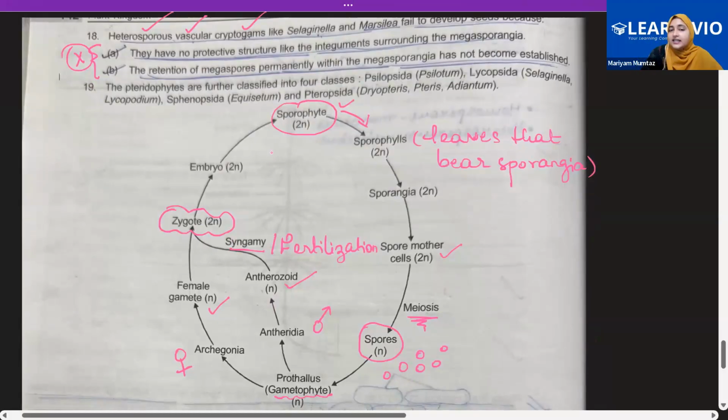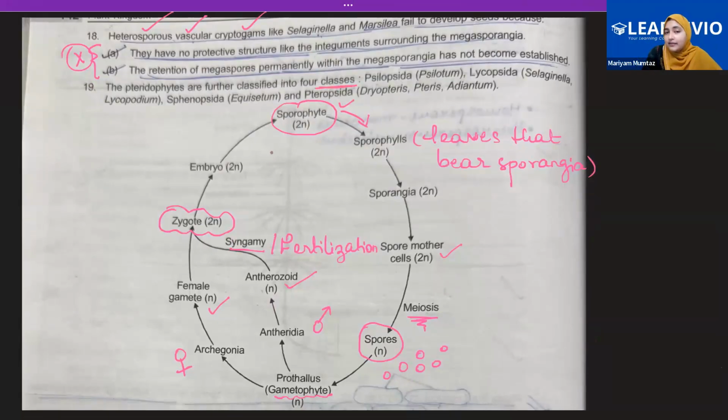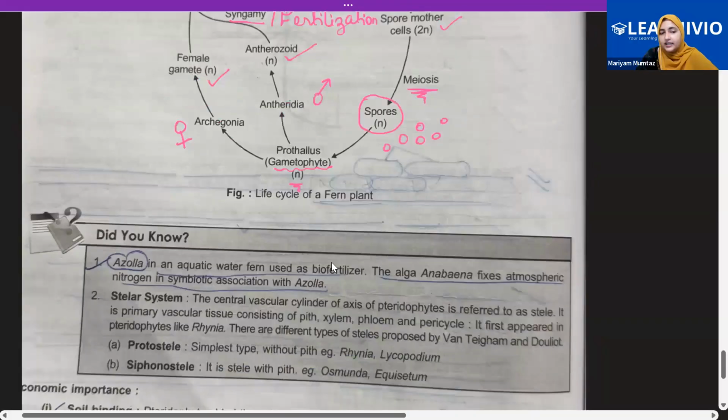Now the pteridophytes have 4 classes amongst them. Psilopsida, under which Psilotum is one organism. Lycopsida is the name of another class under which Selaginella and Lycopodium are the organisms. Then there is Sphenopsida, under which Equisetum is the organism. Then there is Pteropsida, where Dryopteris, Pteris and Adiantum are the organisms. Clear?